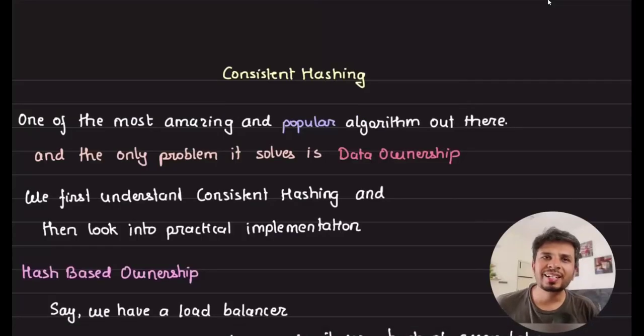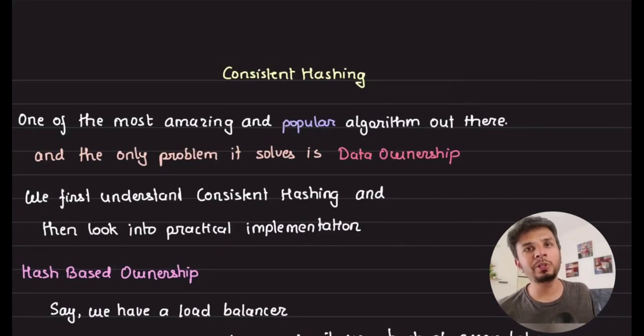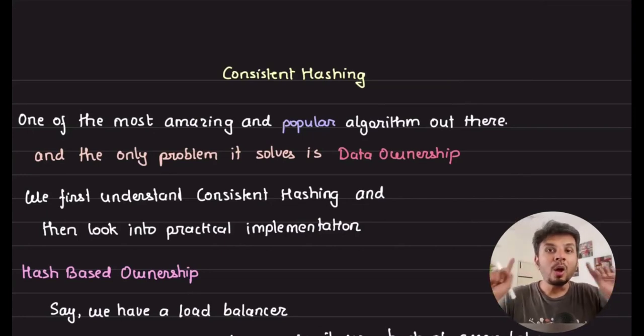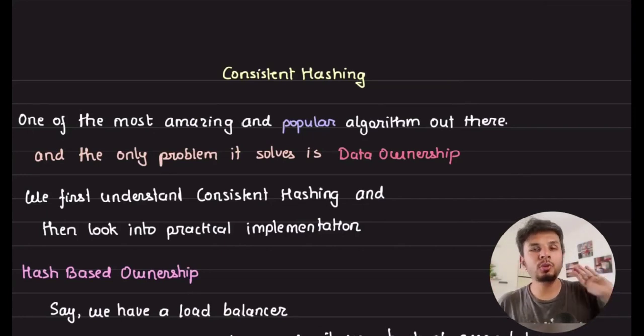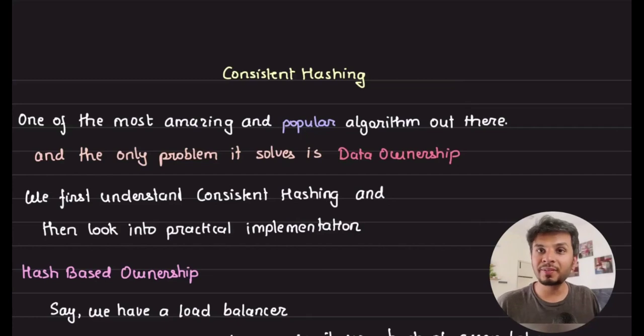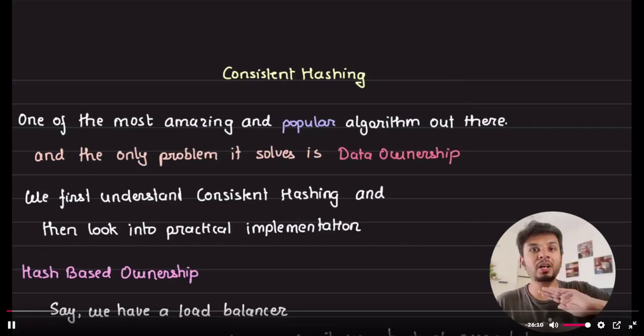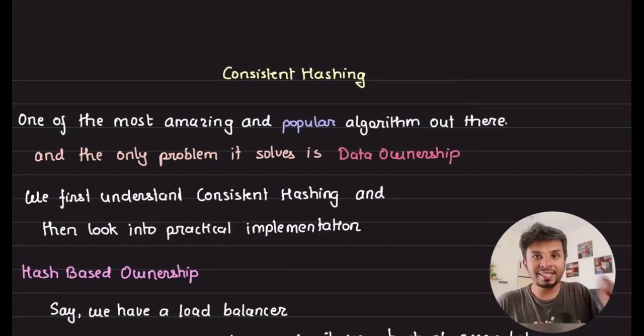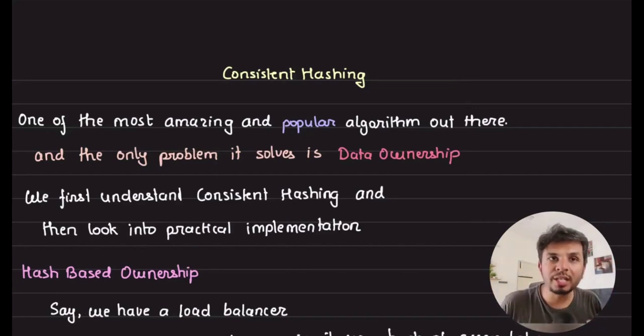Let's talk about consistent hashing, one of the most amazing and popular algorithms out there. Remember, there are a huge number of misconceptions out there with respect to consistent hashing. We'll debunk all of them. But always remember, consistent hashing is not a magical solution.